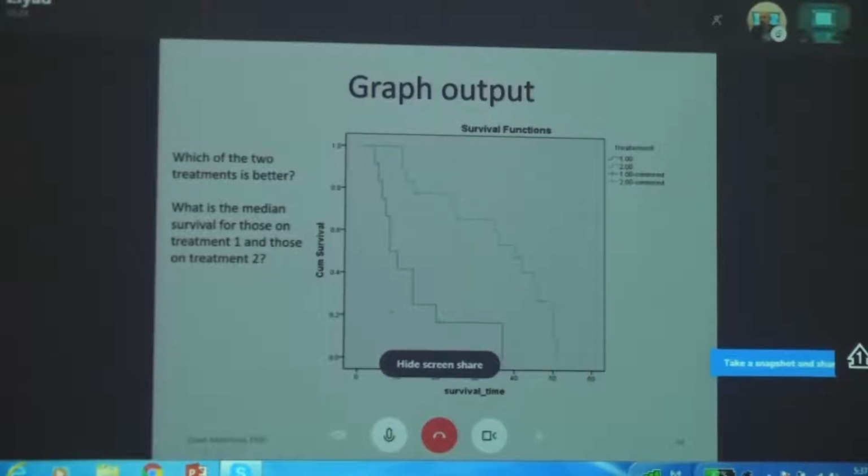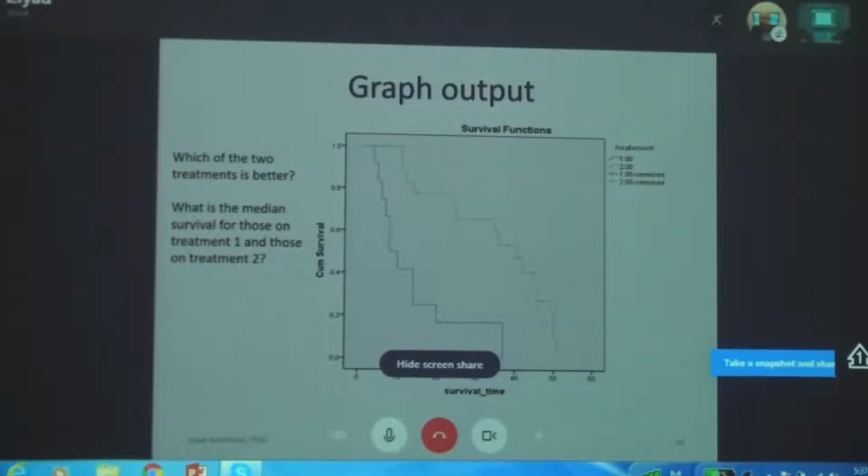According to these survival curves, we can try to guess which treatment is better. In this situation, for example, the green one, treatment number 2, looks much better than treatment number 1, because at any time, let's say at 10 weeks, only about 50% are surviving on treatment 1, but on treatment 2, there's probably still about 90% surviving.